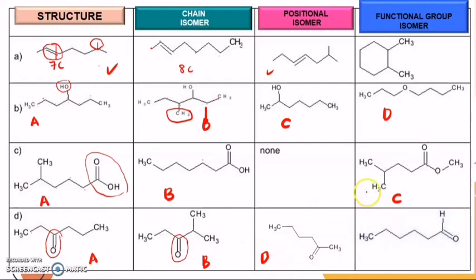And the last one is the functional group isomer. This is a carbonyl group as a ketone, and the functional group isomer for this compound is also a carbonyl group, but now this compound is in the homologous series of aldehydes. The molecular formula of A and E are the same, but structure E is an aldehyde while A is a ketone. So A and E are functional group isomers.